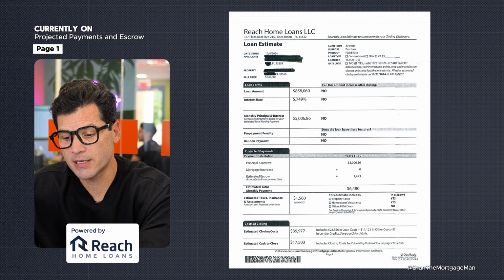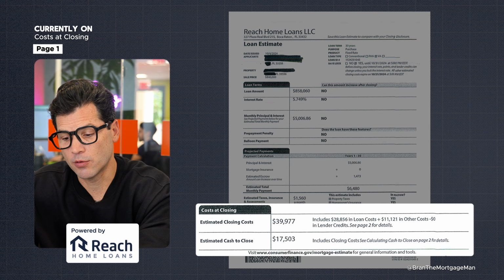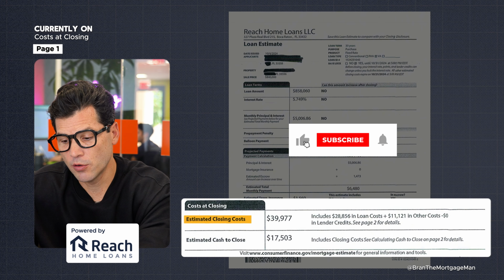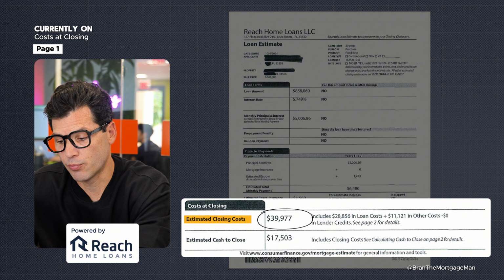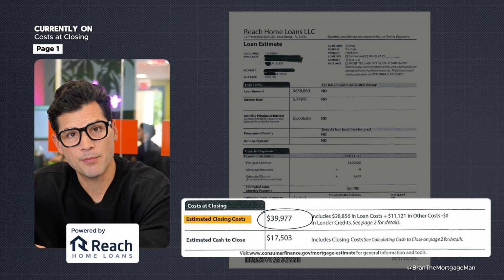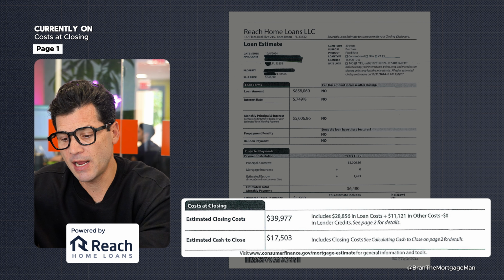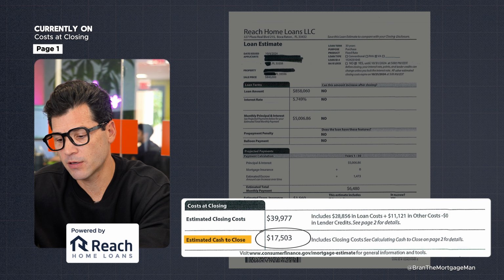Now, just below that section are your costs at closing. So the first box, your estimated closing costs, in this case, $39,977, which it breaks down what that is to the right. And we'll get into that on page 2 where it itemizes everything. And then estimated cash to close, $17,503.